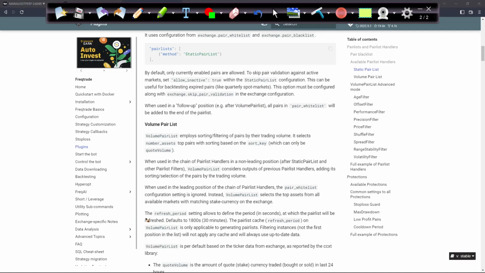All right, now the refresh period setting allows you to define the period in seconds at which the pair list will be refreshed, defaulting to 1800 seconds, which is 30 minutes. The pair list cache, which is the refresh period on volume pair list, is only applicable to generating pair lists. Filtering instances not in the first position in the list will not apply any cache and will always use up-to-date data.